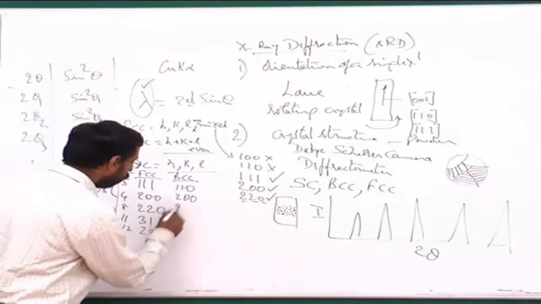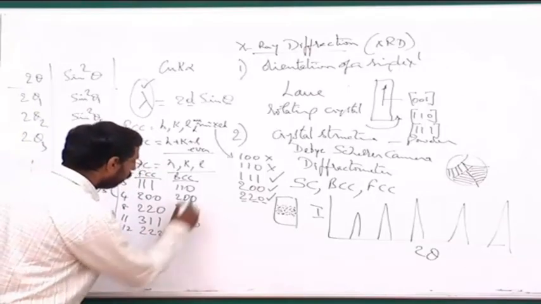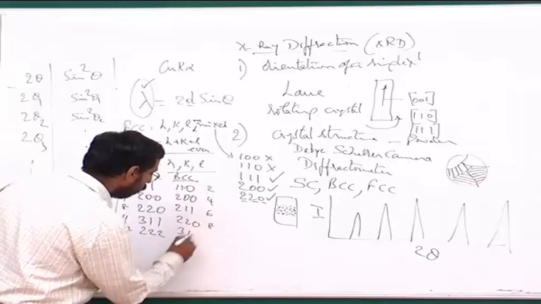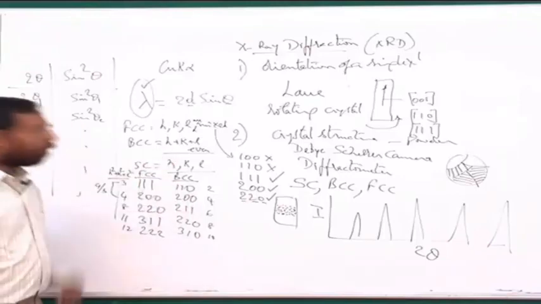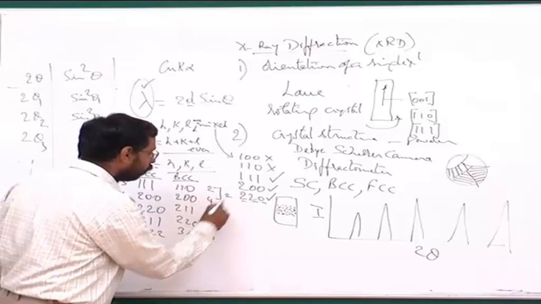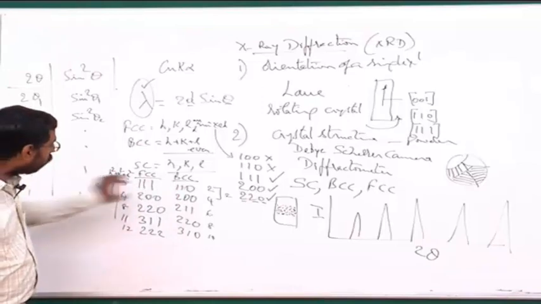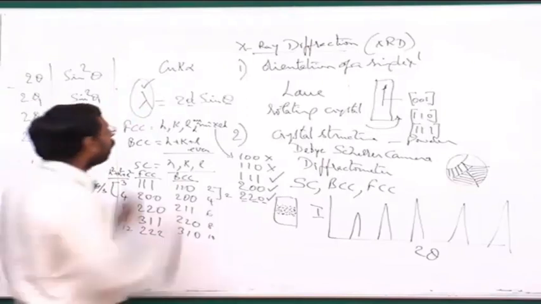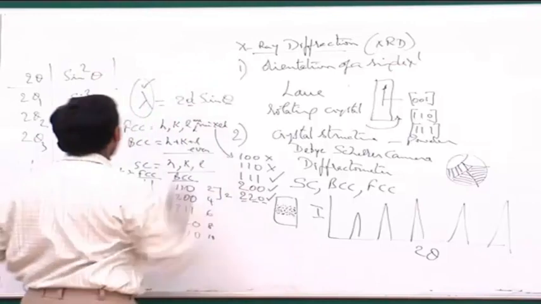110, 200, 211, 220, and then, let's say, this is 2, 4, 6, 8, and then 310, that's 10, and so on. So we know that these are all the planes that give diffraction. And here, if I take the ratio of the first two planes, how is this ratio connected to sine square theta? If I want to know, I can find out the connection between D and HKL.